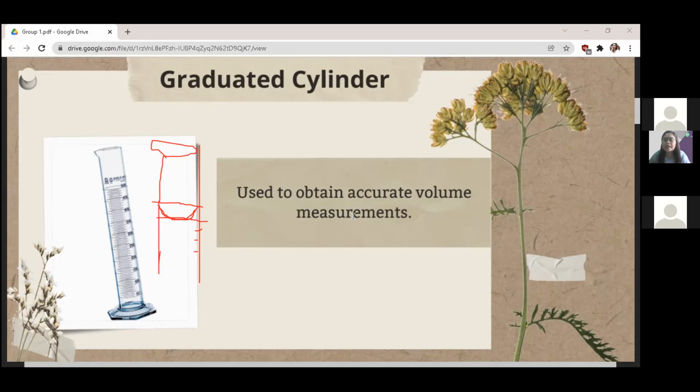So again, this is not just for the graduated cylinder. This is also true for the other laboratory apparatuses like the pipette, the burette, and even the volumetric flask. You read the measurement depending on the characteristic or the property of the liquid. So I hope that is clear.